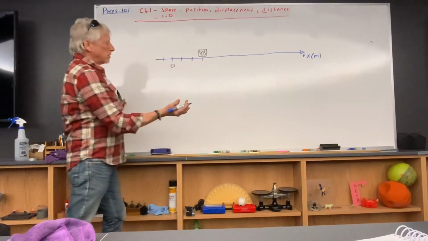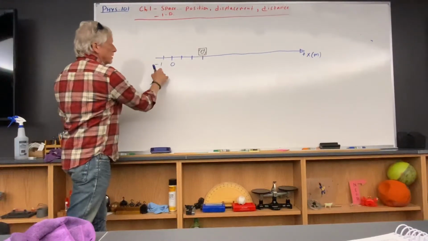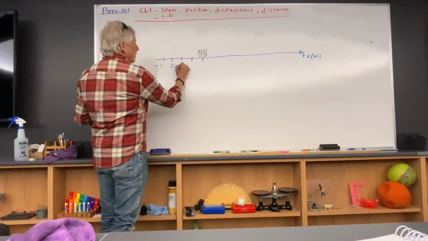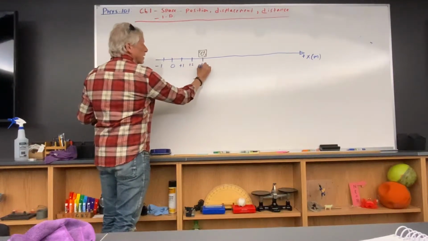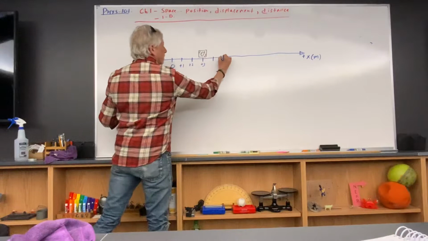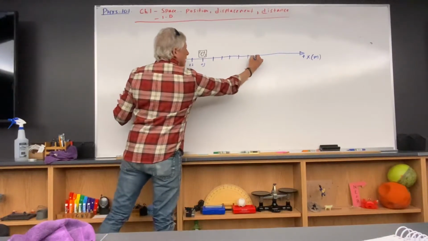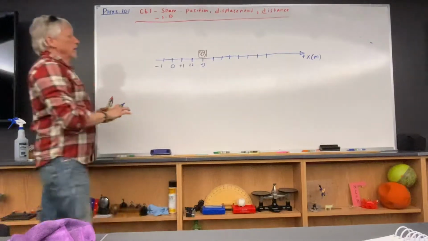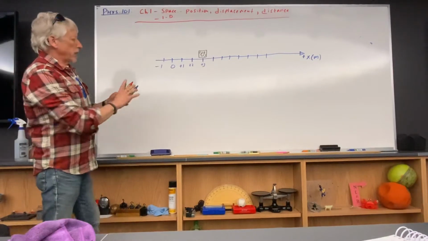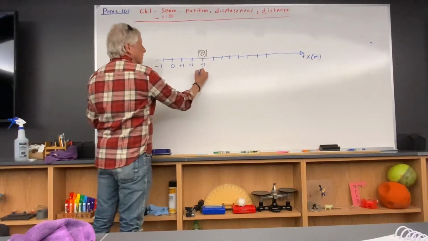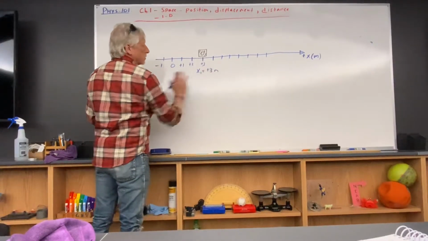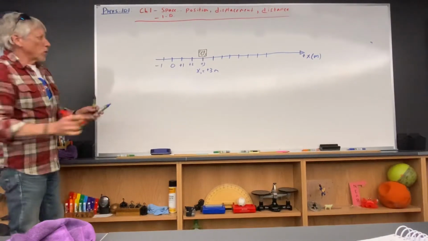So let's go here. If that's 0, then this would be -1. Since I have the units over here, I can just put the number +1, +2, +3. You don't need the positive, but it's okay. 4, 5, 6, 7, 8, 9, 10, whatever. If I'd be real careful, I'd measure it. So the position here, I would say, using this system, is that x1 is equal to +3 meters, or just 3 meters.